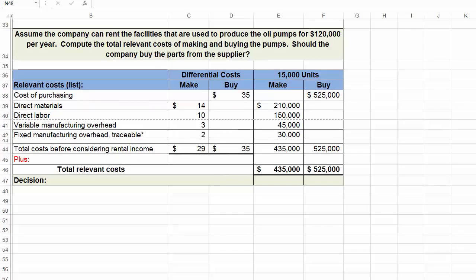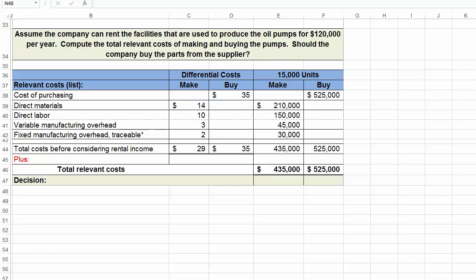In our final scenario, let's assume the company can rent the facilities that are used to produce the oil pumps for $120,000 per year. And let's recompute the total relevant cost of making and buying the pumps and decide whether we still feel that the company should buy the parts from the supplier like we did a moment ago. On the screen, you see a summary of where we left off with the last example, except now we have to consider rental of this facility. If we buy the parts, we can rent the facilities. If we don't buy the parts outside, we can't rent the facilities.